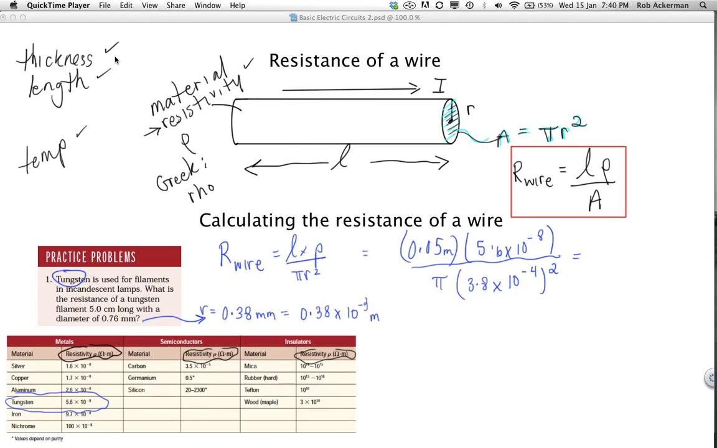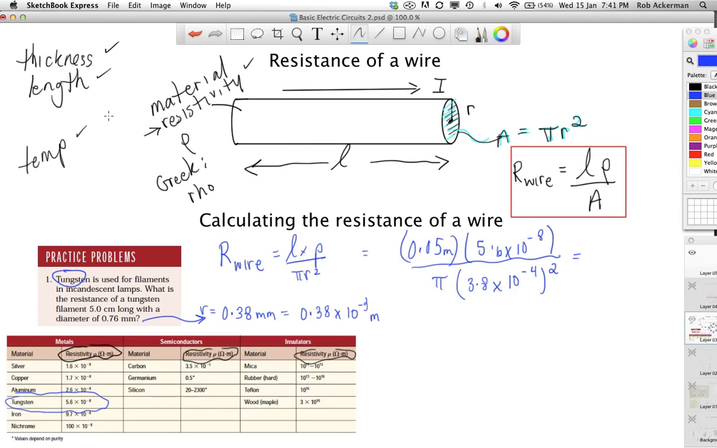I'm going to do that. Okay, and I get a value here, a pretty small value, it seems, of 6.2 times 10 to the negative 3 ohms, which seems like a low number, but then again it is a metal, tungsten, and metals tend to be good conductors. So there you go, there's a calculation of resistance of just a wire.